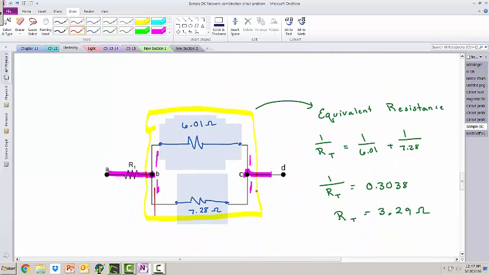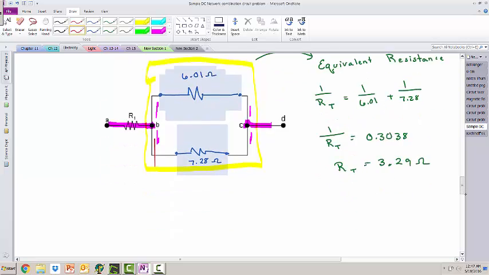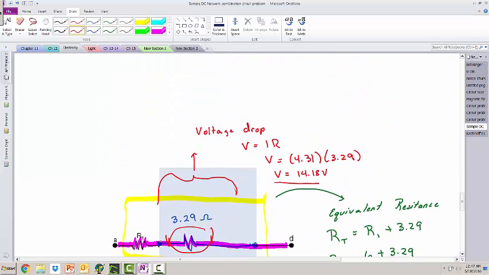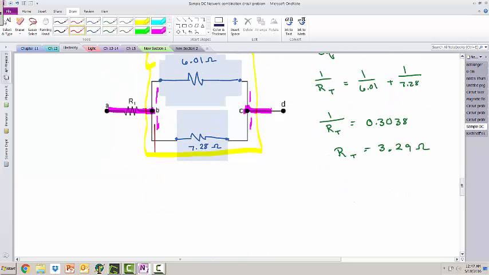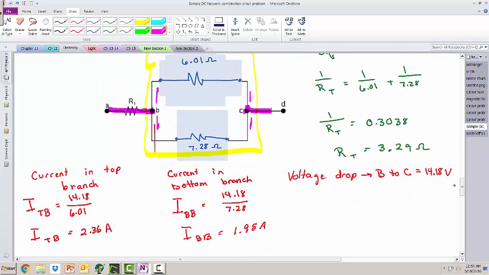Going up here, that means from point B to point C, the voltage drop across point B to point C is 14.18 volts, because this right here is point B and this right here is point C. Okay, the voltage drop from point B to point C is 14.18 volts. The current in the top branch is simply the voltage drop, 14.18, divided by the equivalent resistance of the top branch, which is 6.01, which gives us 2.36 amps go to the top branch. The current in the bottom branch, 14.18 divided by 7.28, is 1.95 amps.